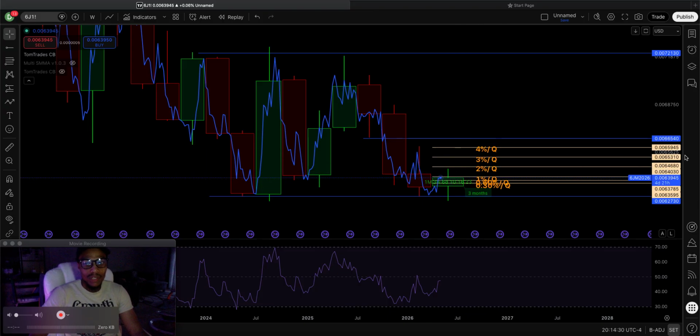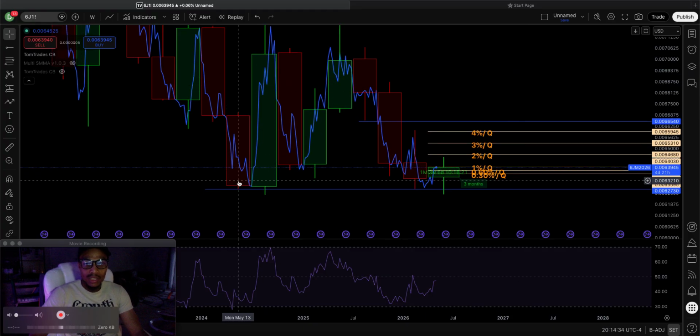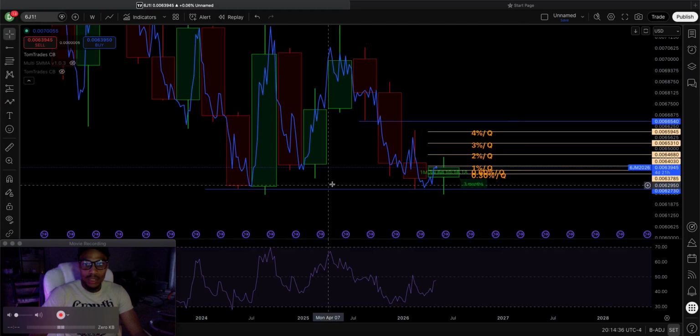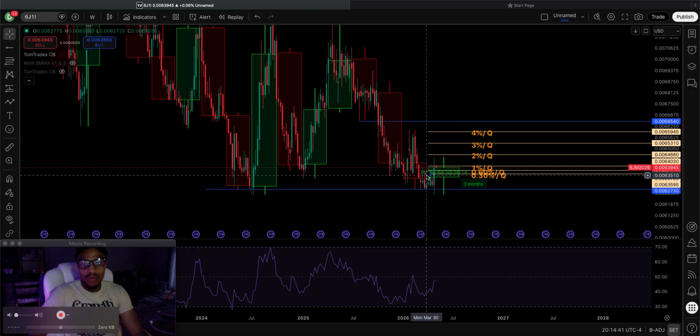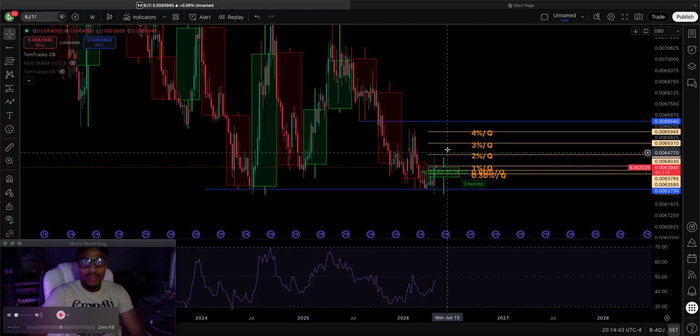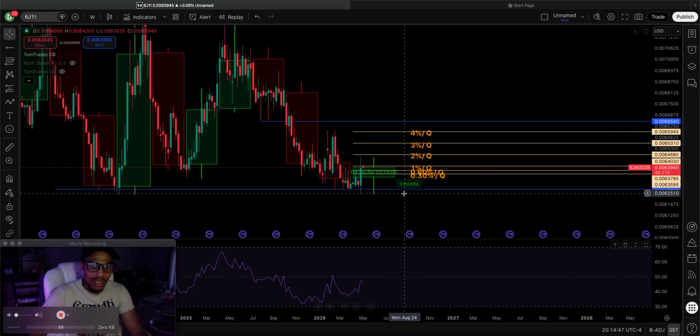In the meantime, I have to go with that idea, but I also understand where we're at too. I see we're at the support level, and I see how price is slowly reacting off of this area. But it also lets me know that we can be pushing deeper into here. So it goes back to, well, how do we know when to sell? How do I know?